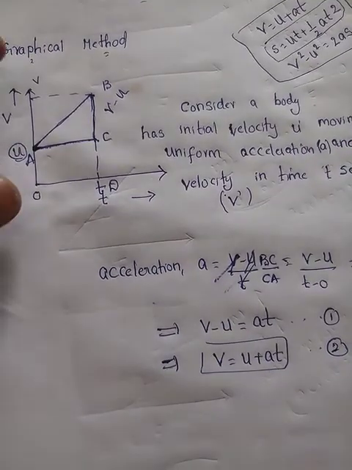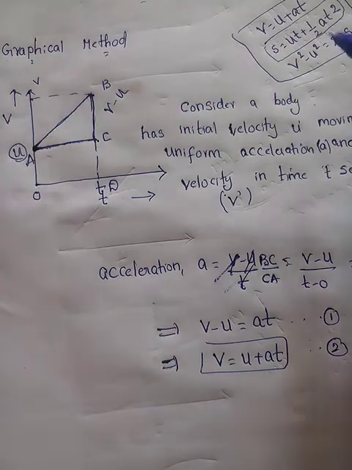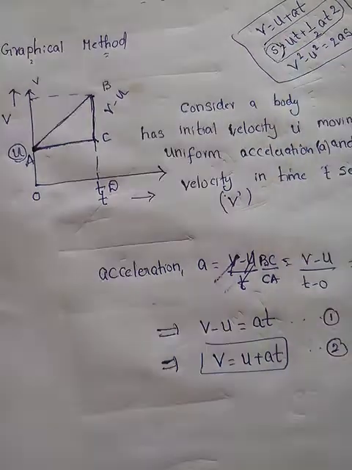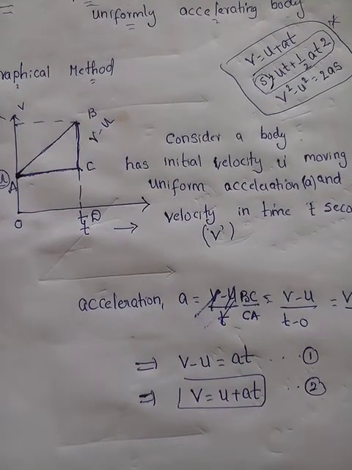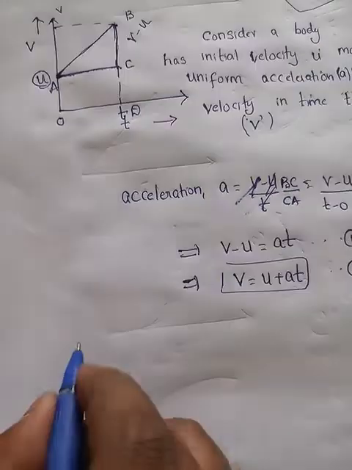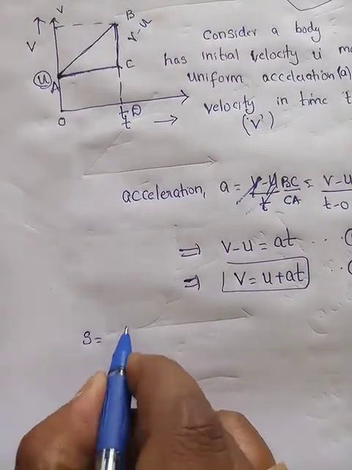They give the same graph. From this graph I want to calculate displacement. What is the formula we have? The area under the curve of a VT graph gives displacement. So I want to calculate s. S is equal to what?